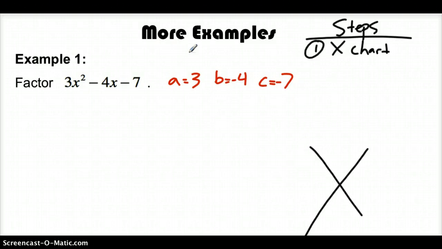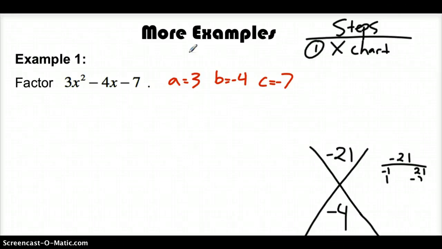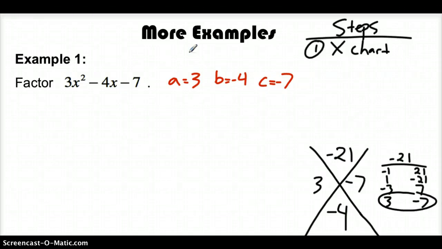I will come down here. I know that I need to multiply to a times c but add to b. So a times c in this case is negative 21. My b term here is negative 4. So I have to figure out two numbers that multiply to negative 21 but add to negative 4. I could have negative 1 times positive 21, or the other way around, or negative 3 times positive 7, or positive 3 times negative 7. I think I got my winner here. So 3 and negative 7 will fulfill these requirements.